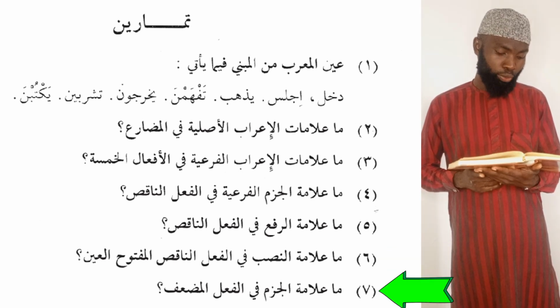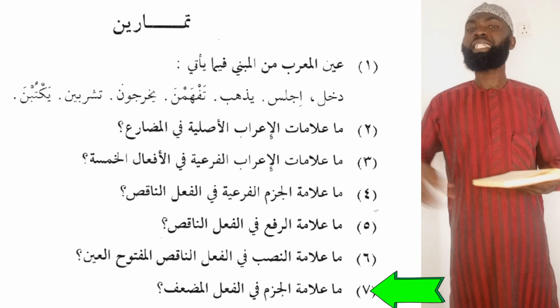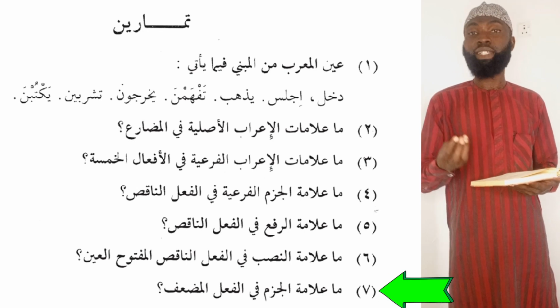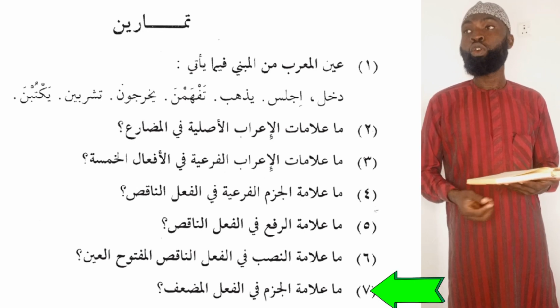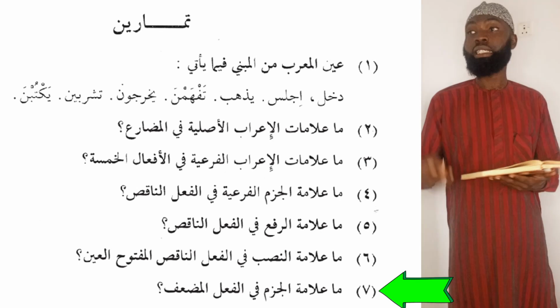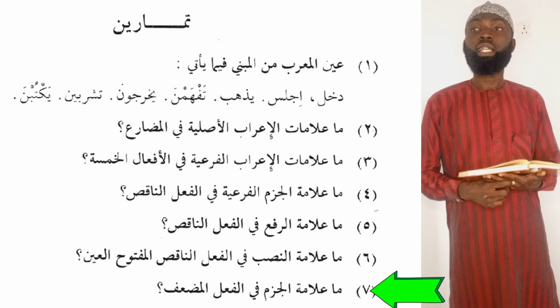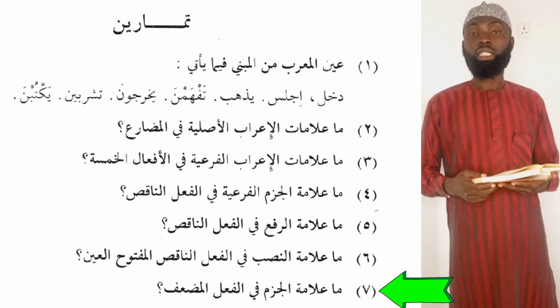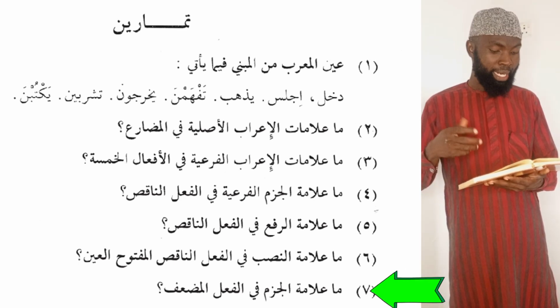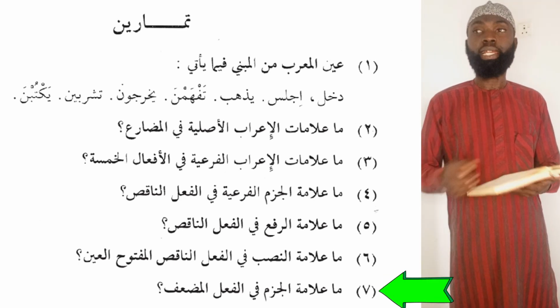And lastly, we have ma alamatu jazm fil fi'l al-mudha'af. What is the sign that shows that this word is a jussive word supposed to be carrying sukun for a word which has its second and third letter, the same doubled letter? So you say the sign is that as-sukun al-muqaddara. The sukun will be what? What is it called? Will be hidden.